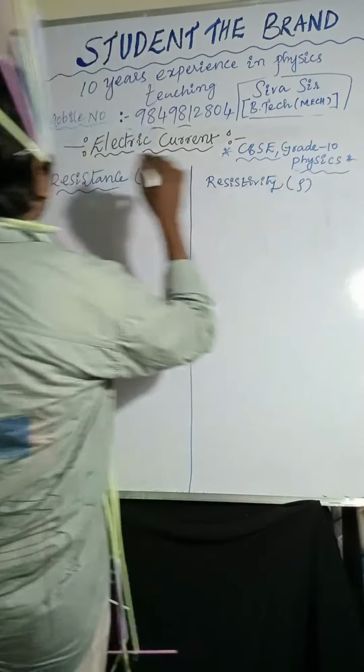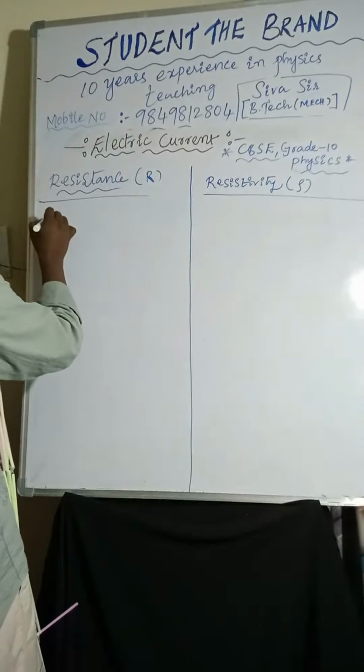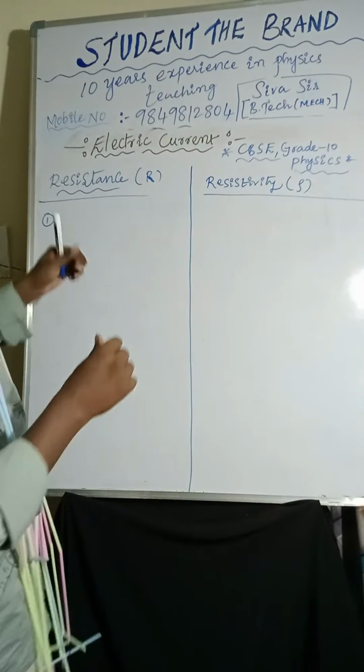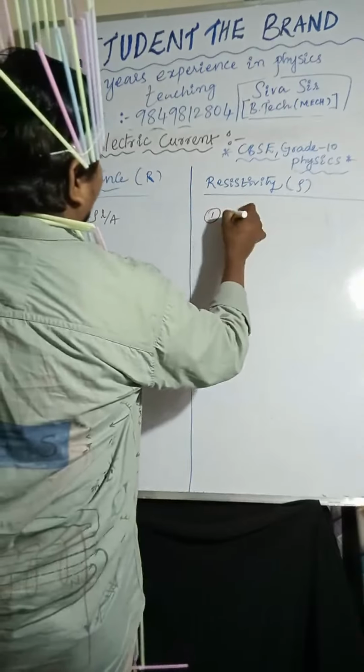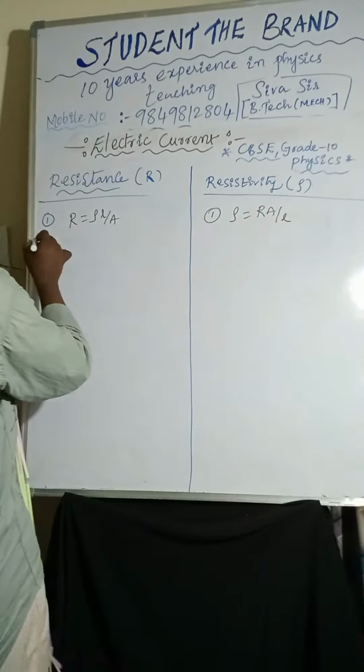Resistivity. Now, the first one is the formula of resistance: R equal to rho into L by A. So here, rho equal to RA by L. That is the first one.